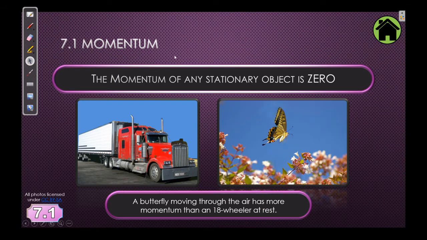Now it's important to remember that the momentum of any stationary object is zero. If an object is not moving, then it has no momentum. So consider an 18-wheeler that is parked versus a butterfly that is lazily flying through your garden, just minding its own business. It may seem like the 18-wheeler would have more momentum, but if the 18-wheeler is not moving, then it has zero momentum. Any object that is moving has more momentum than any object that isn't moving. Now, of course, if the 18-wheeler were to move with the same velocity as the butterfly, then the 18-wheeler would have millions of times more momentum than the butterfly, owing to its tremendous mass. But as long as it's sitting still, then its momentum is zero.